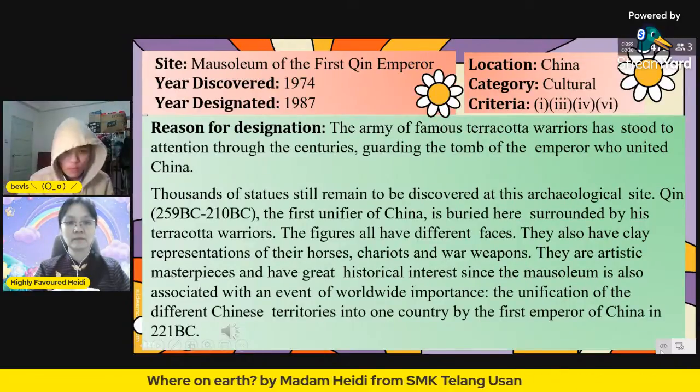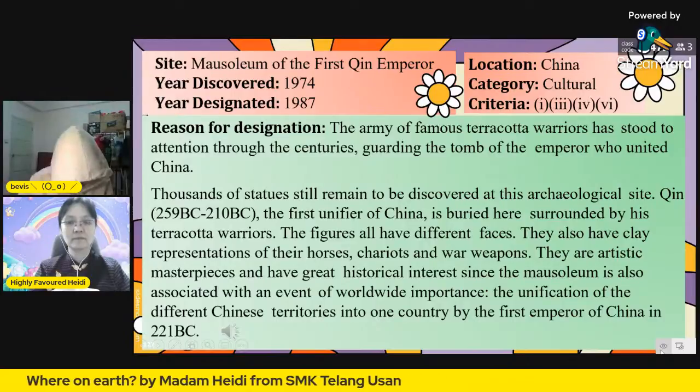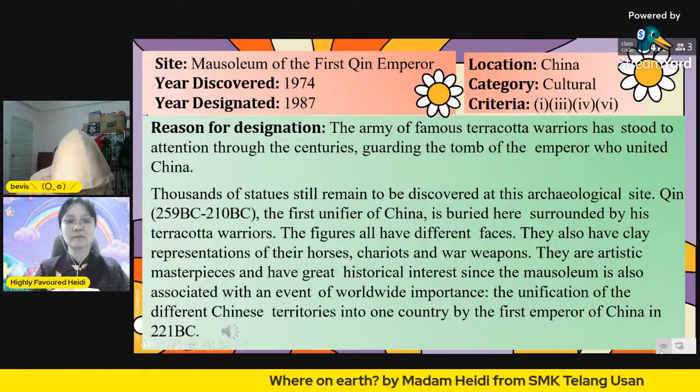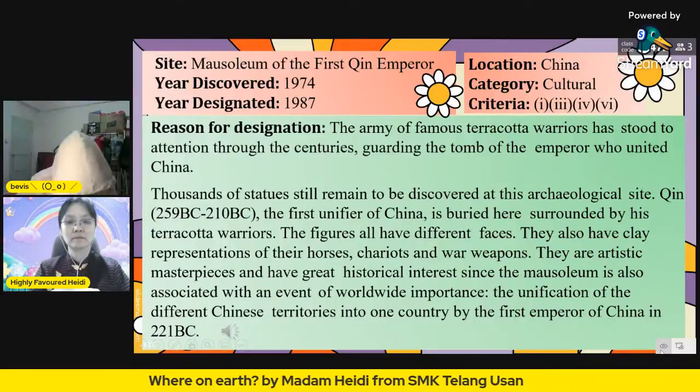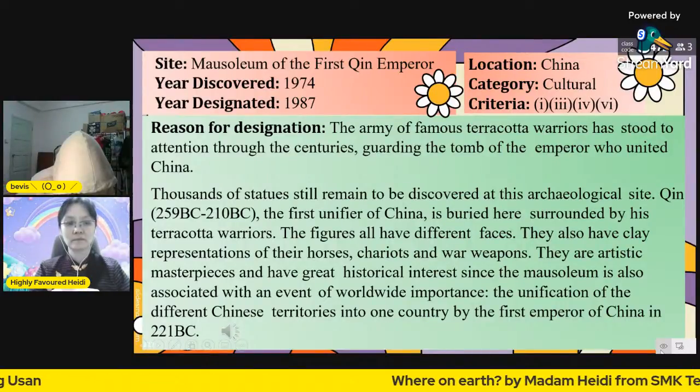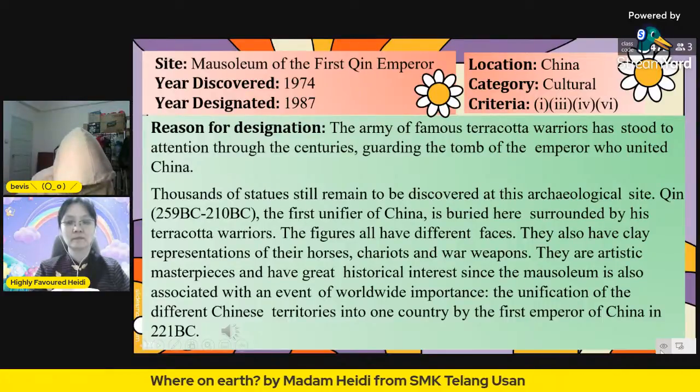The figures all have different faces. They also have clay representations of their horses, chariots, and war weapons. They are artistic masterpieces and have great historical interest, since the mausoleum is also associated with an event of worldwide importance, the unification of the different Chinese territories into one country by the first emperor of China in 221 BC.